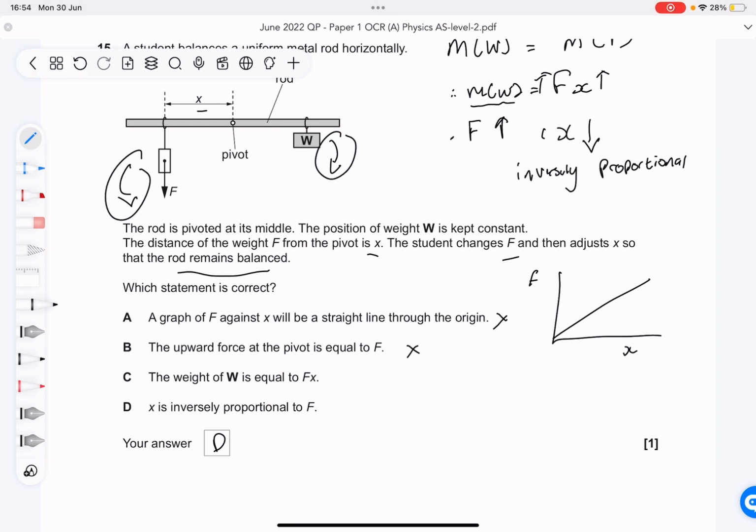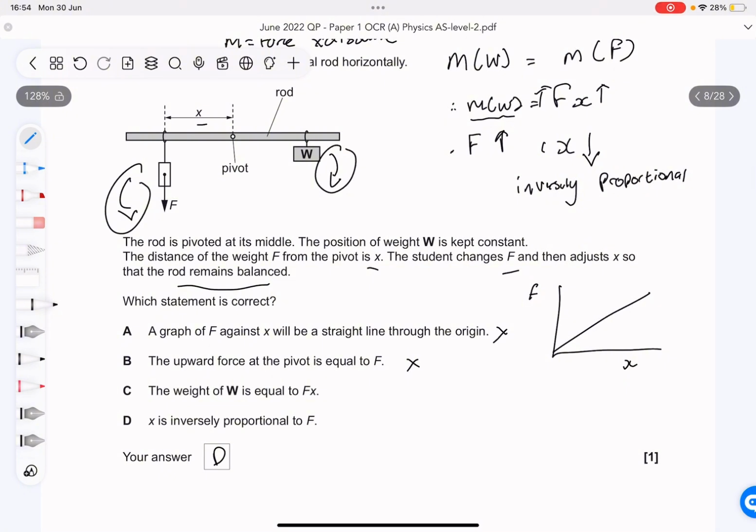As is B, that's just wrong. And the weight W is equal to fx? No, the moment of W is equal to fx, not the weight on its own. So the weight times by the distance to the pivot times by D is equal to fx. So that's wrong as well. So D must be the right answer.